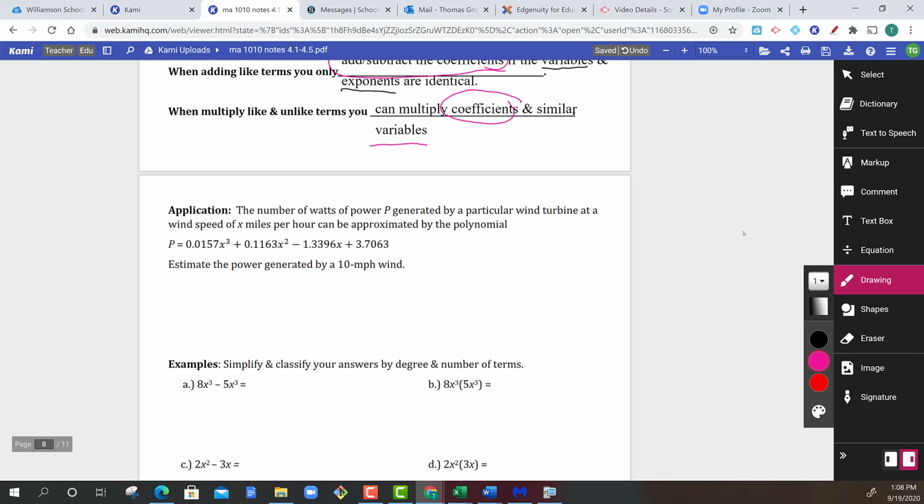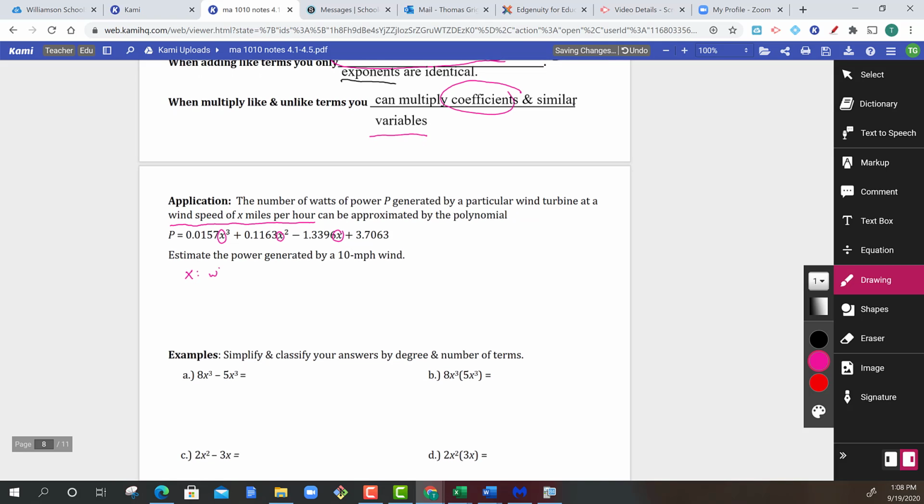Finally, let's look at an application here. So the application says the number of watts of power P generated by a particular wind turbine at wind speed of x miles per hour can be approximated by the following polynomial. So remember, it always helps to maybe write out what each of these variables represents. So we have an x in this problem, and they told us x is the wind speed in miles per hour. So even though it's already written for you, it just is helpful to write it again for your sake.